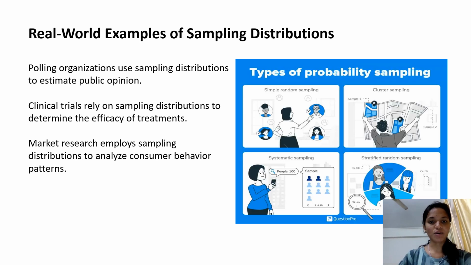Real-world examples of sampling distribution. Polling organizations use sampling distributions to estimate public opinion. Clinical trials rely on sampling distributions to determine the efficacy of treatments. Market research employs sampling distribution to analyze consumer behavior patterns.